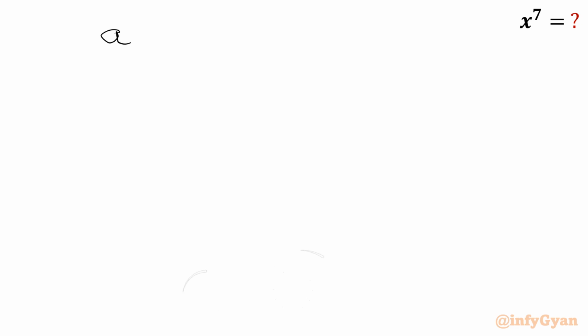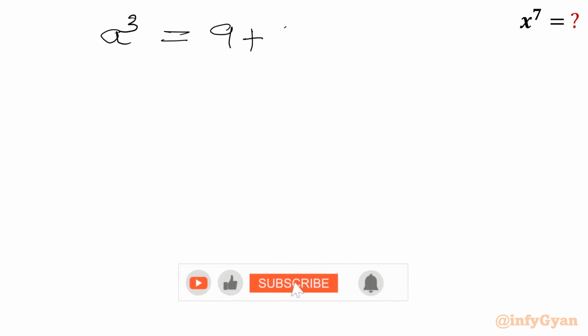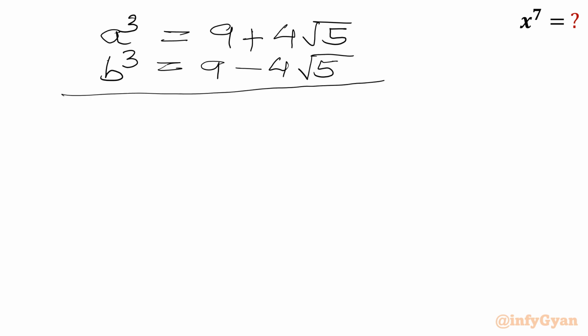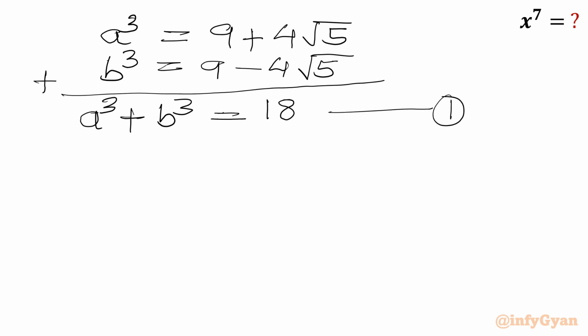So I can write a cube equal to 9 plus 4 root 5. Let us assume b cube also, which is the conjugate of a cube, so 9 minus 4 root 5. Now we can add these two equations. So we will have a cube plus b cube equal to 18. I will call this our first equation.